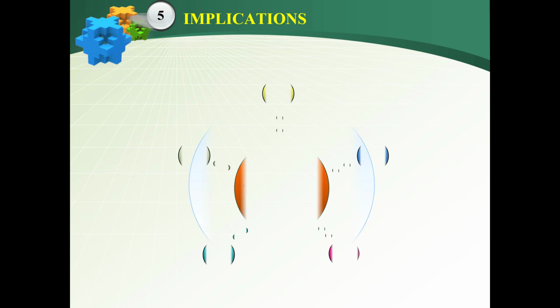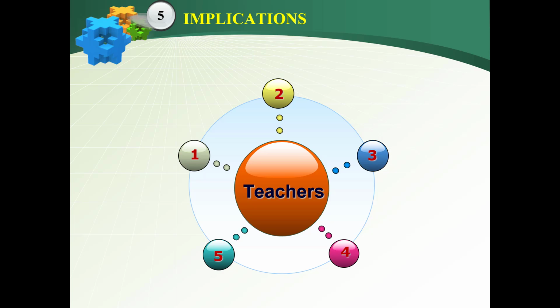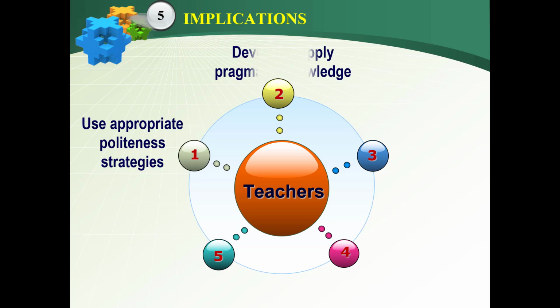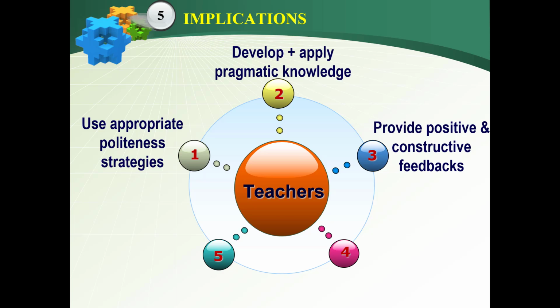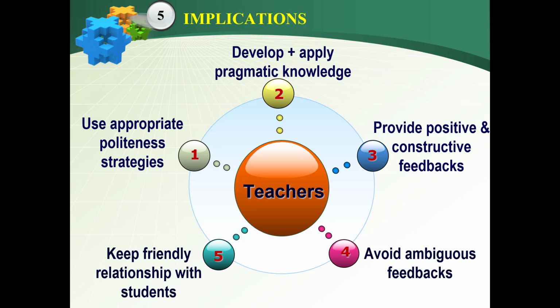To the teachers, first of all, teachers should choose appropriate politeness strategies to satisfy students' face needs. Secondly, developing teachers' knowledge of pragmatics is required. Thirdly, teachers should be aware of providing pupils with positive and constructive feedback. Fourthly, teachers are supposed to avoid giving ambiguous feedback and should give understandable feedback. And lastly, teachers should keep the relationship friendly with students.